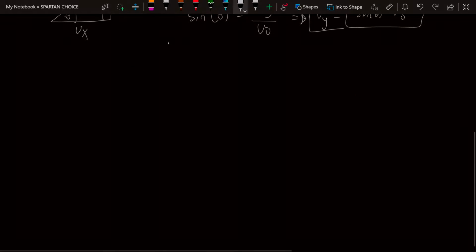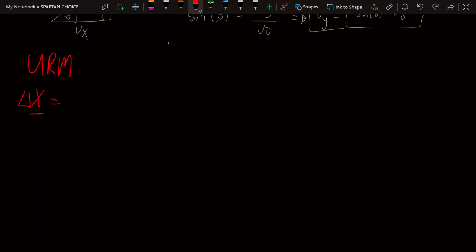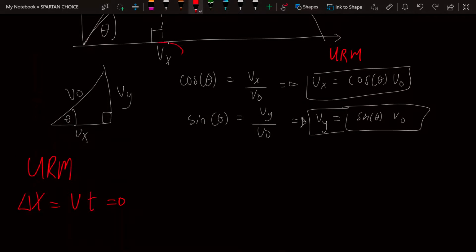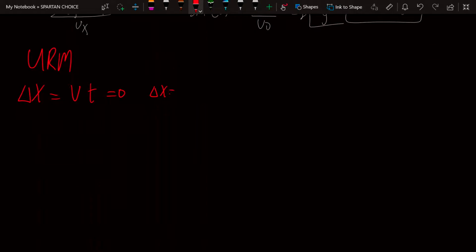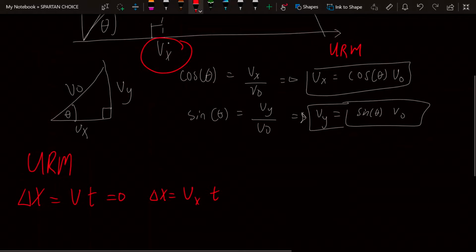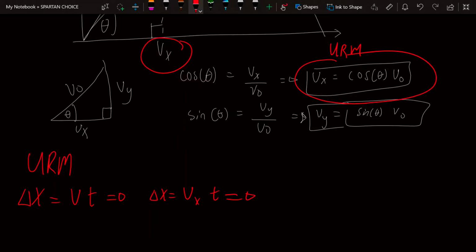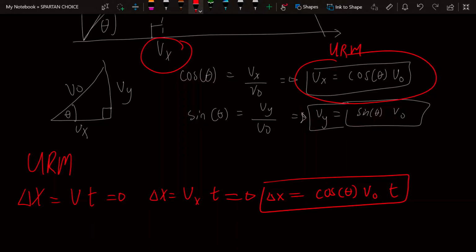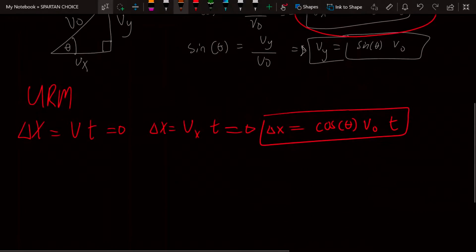Now we know that in URM, your displacement is equal to, in this case, x just means horizontal. If I tell you delta y, that means your displacement in the upward direction. That means your height. In URM, delta x is just equal to v multiplied by t, right? Well, in this case, our velocity along the x is Vx, so delta x is equal to Vx times t. But we already established that Vx is cosine theta multiplied by V0. So let's just substitute. We get this, don't we? Here we go. First equation, proven. Let's move on to the second part.